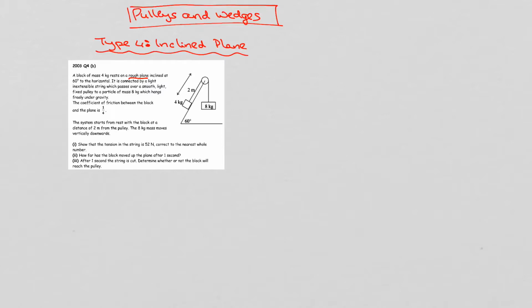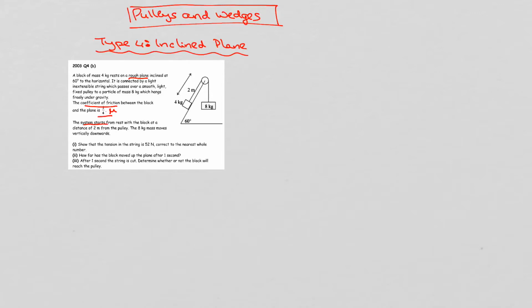So again, smooth meaning no friction with the pulley, and inextensible string meaning that there's not going to be any bouncing with the 8 kilo in the string causing simple harmonic motion. Okay, we have it connected to an 8 kilogram mass which is hanging freely under gravity, so it's not in contact with any surface. And then we're given the coefficient of friction between the block and the plane is 1/4. So in other words, that's our mu.